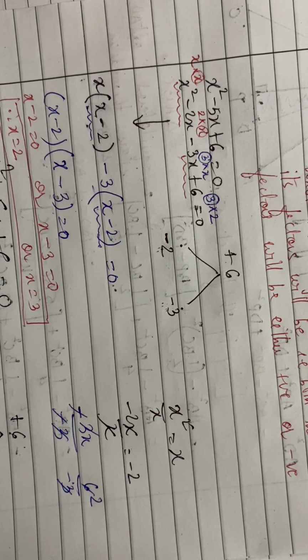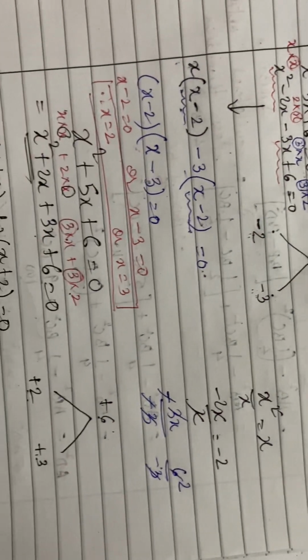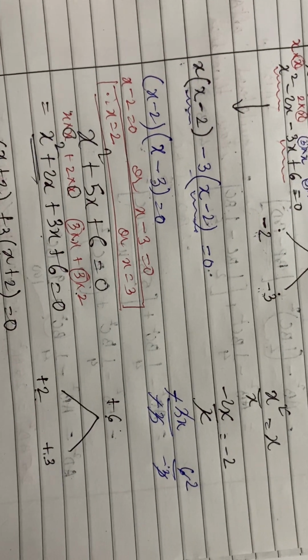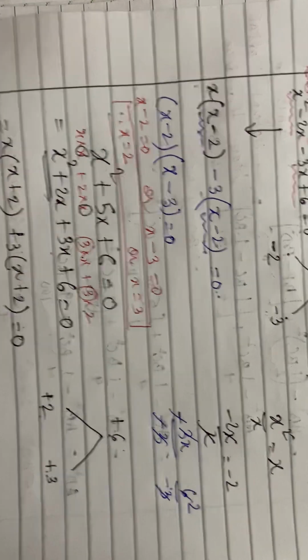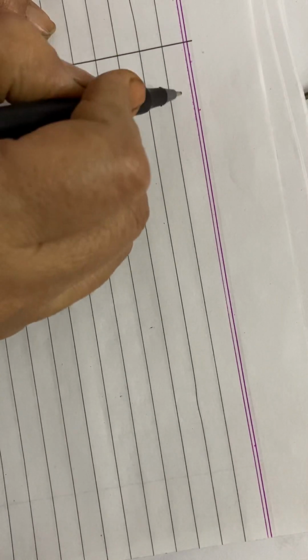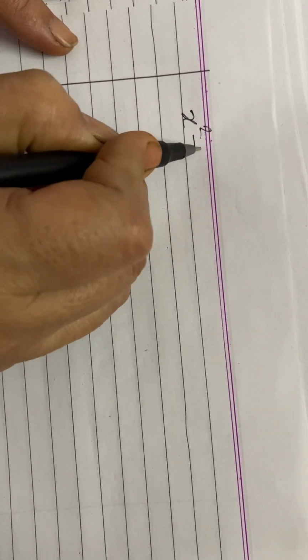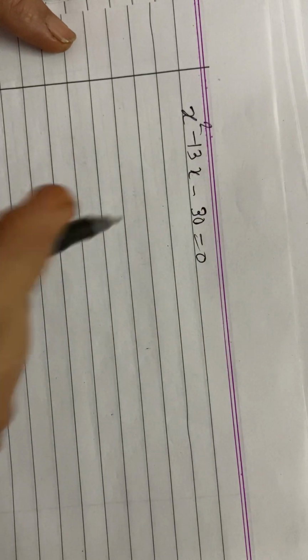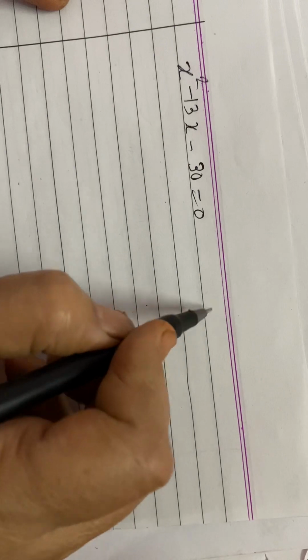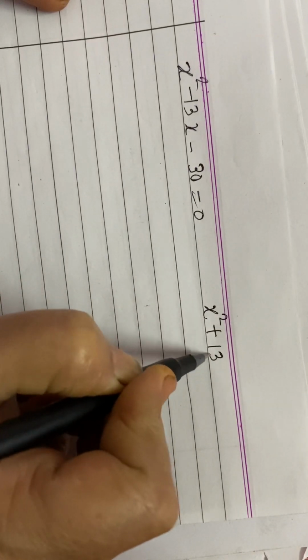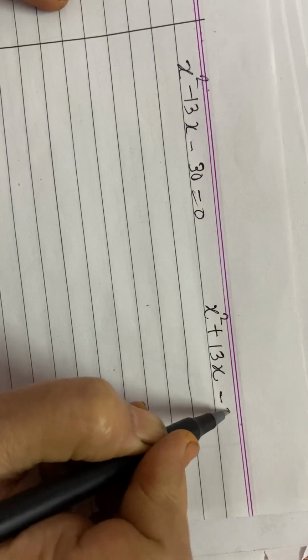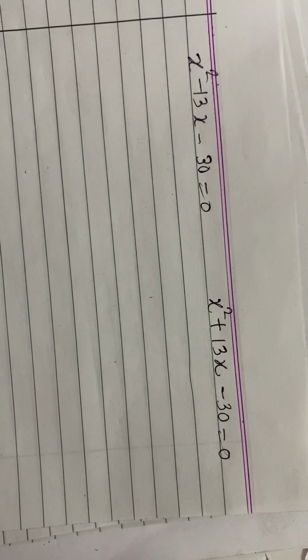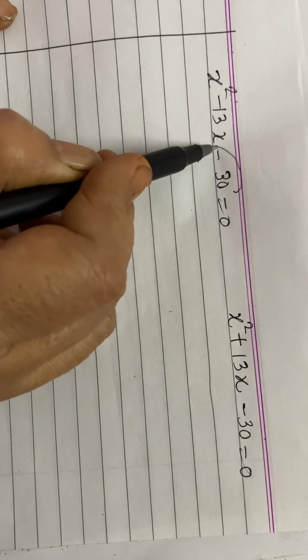Now there is another type of quadratic equation where we have the last term as negative. So for that purpose, let us look into this sum. The sum is x square minus 13x minus 30 is equal to 0. The same sum we will solve in this way also. x square plus 13x minus 30 is equal to 0. Now here you see that the last term is negative.